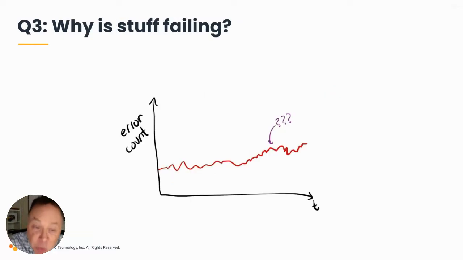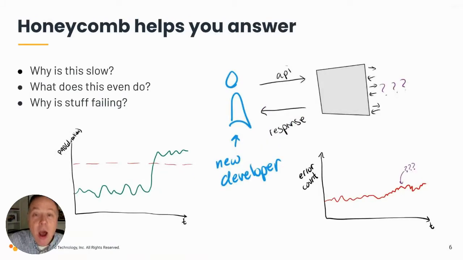And the last really typical common question is, when things are failing big time and error rates are spiking through the roof, what is going on? We want to dive into traces that have these errors and understand what's going on in the system. So what have we covered here? Honeycomb helps you answer, and so does distributed tracing, why is this thing slow, this unit of work? What does this thing even do? And then why are things failing?